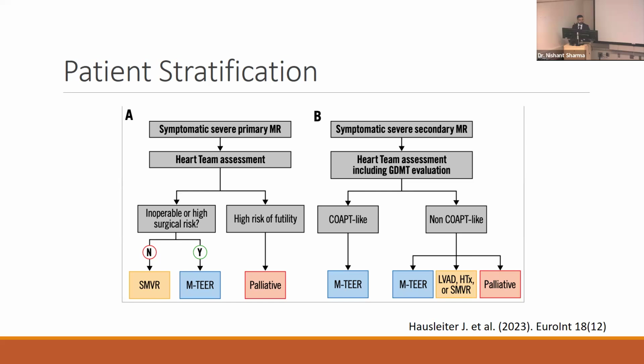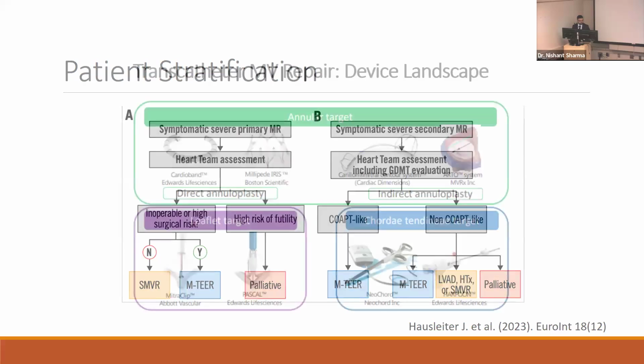Secondary MR, which probably has a lot more of the traditional evidence behind it, goes through more of an anatomical streamline. So if patients fit a COAPT-like anatomy, which is the trial name, then they would go down the transcatheter route, and non-COAPT-like would go through various other options. And that's been the traditional approach. But what I'll outline today is that there's been some variations in that.